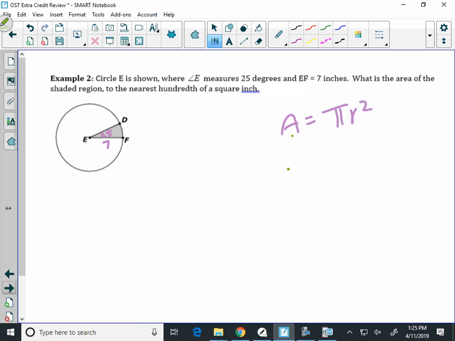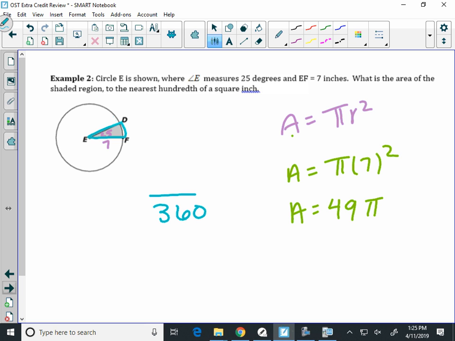So we plug in our radius, and again, leave it in terms of pi to the very end. 7 squared is 49 pi. That's the area of the entire circle. We just want to know the area of just this part of the circle. So we have to figure out what fraction of the circle that sector, that shaded region, is. Same as the last one, we take the measure of the angle or the arc, they're the same thing, which is 25, and put it over 360. And we multiply that by the area.